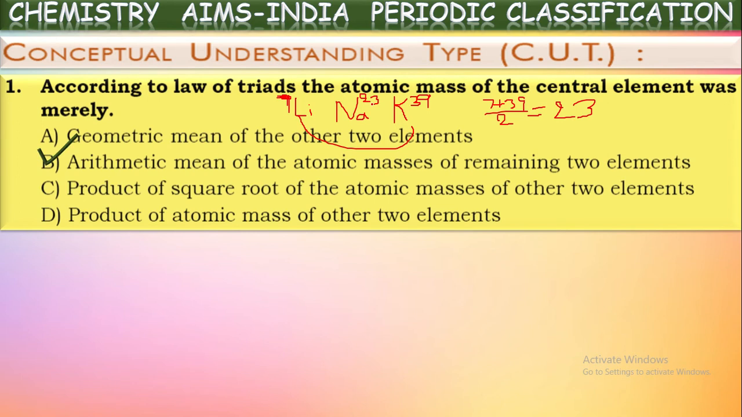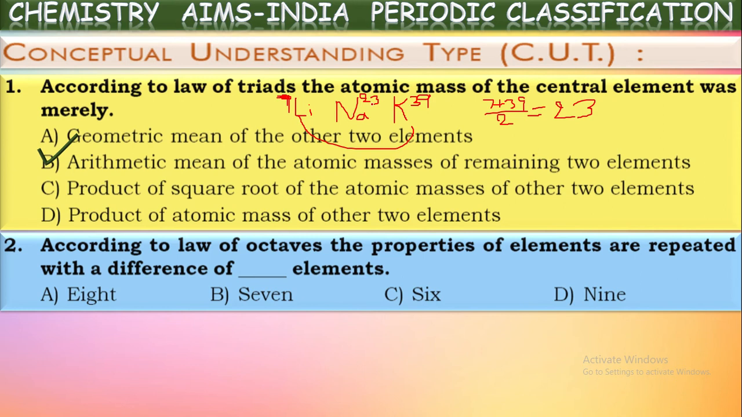Okay, next one. According to the law of octaves, the properties of the elements are repeated with a difference of 8 elements. In the name itself it is there: octave. Octa means 8. According to Newlands, when elements are written in the increasing order of their atomic masses, the properties of an element resemble those of the consecutive 8th element. So for every 8 elements, the properties are repeated.